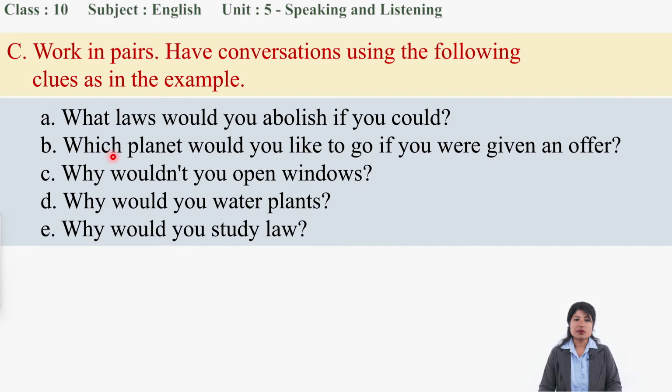Then next, which planet would you like to go to if you were given an offer? If I were given an offer, I would go to where? Which planet would you go? Jupiter, Saturn? Which planet would you like to go to? So why? Mention the reason. I would go to Jupiter because, and you can give the reason.